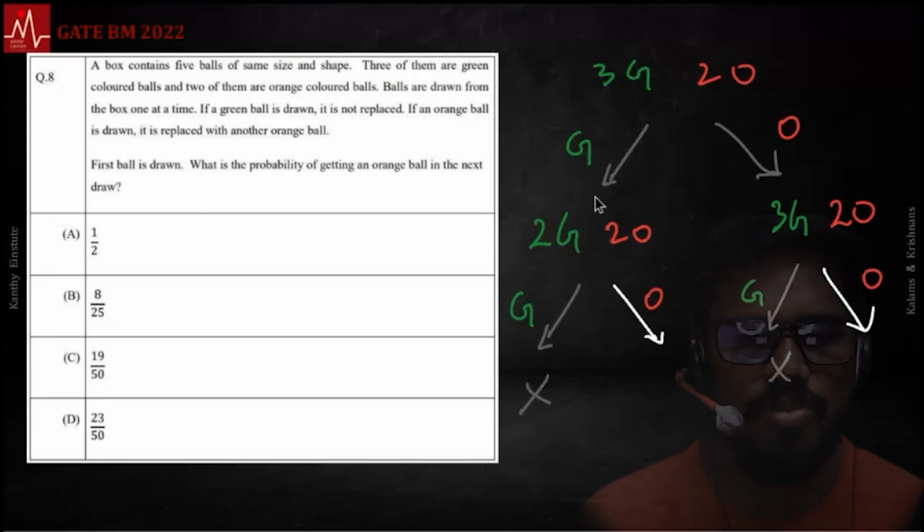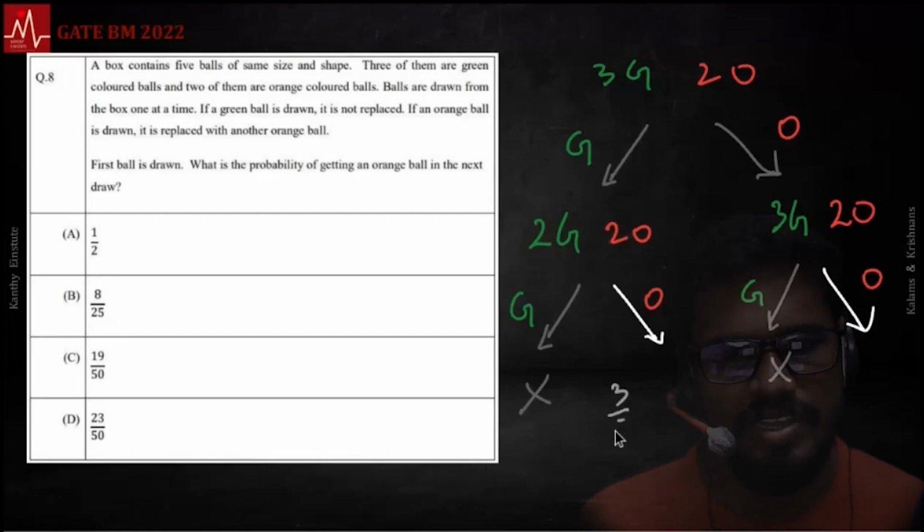What is the probability of this? It is 3 out of 5 balls, 3 by 5, into 2 out of 4 balls, 2 by 4. Or this. So 'or' is going to transform into plus. There is an 'into' as well, let's not confuse it.